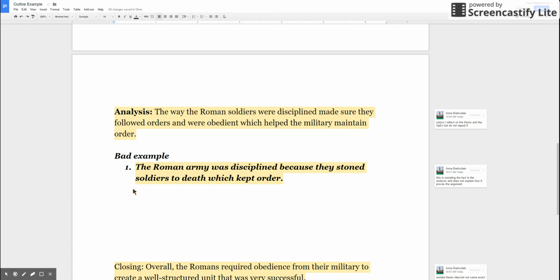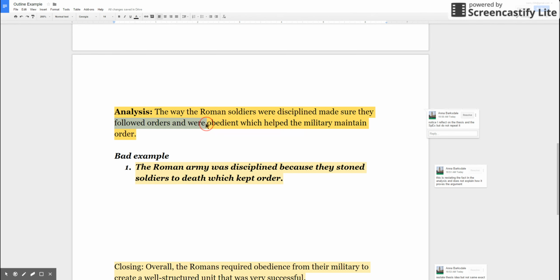So I want to remind you, many of you keep repeating the fact down here. And I want to show you the bad example first. The Roman army was disciplined because they stoned soldiers to death, which kept order. You've used words from the thesis, and you could argue, Ms. Barksdale, I've proved my point. The problem is, though, you are using your facts and just restating the fact. It doesn't tell me how that proves discipline. If you look at my example, I say the way the Roman soldiers were disciplined made sure they followed orders and were obedient, which helped the military maintain order.